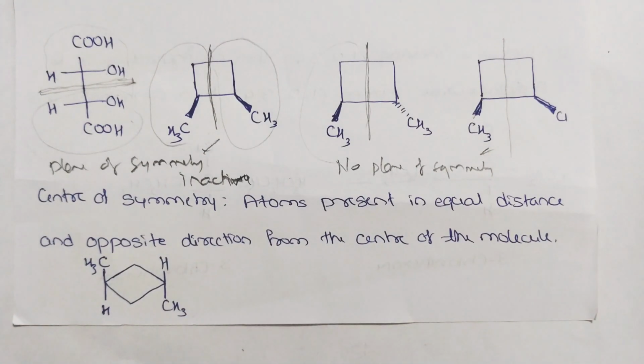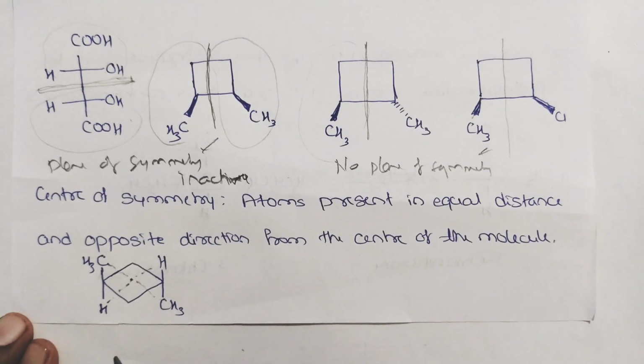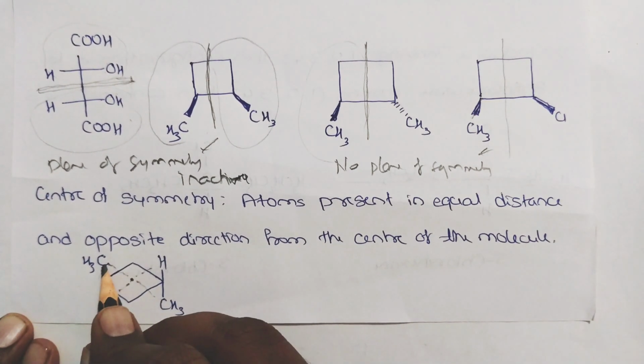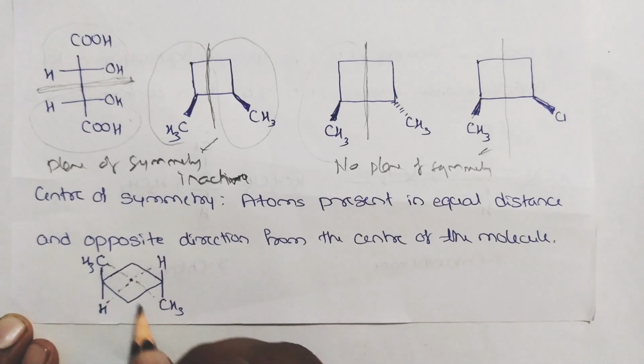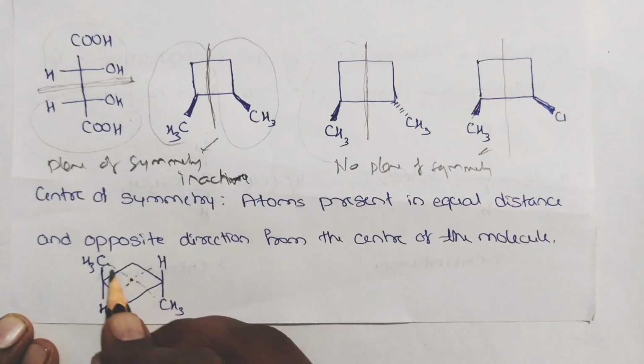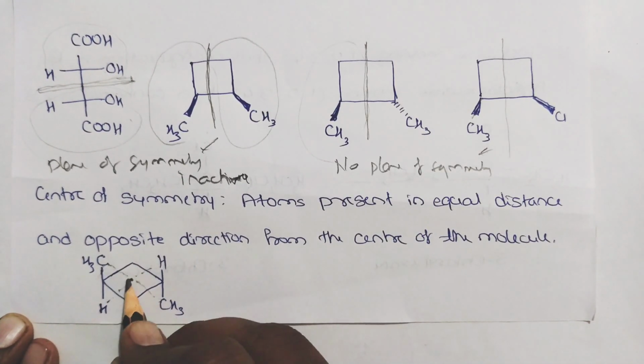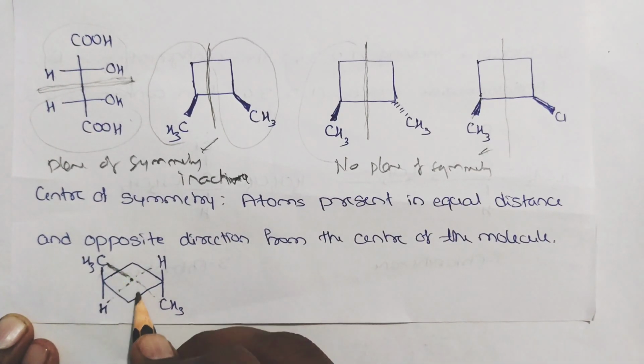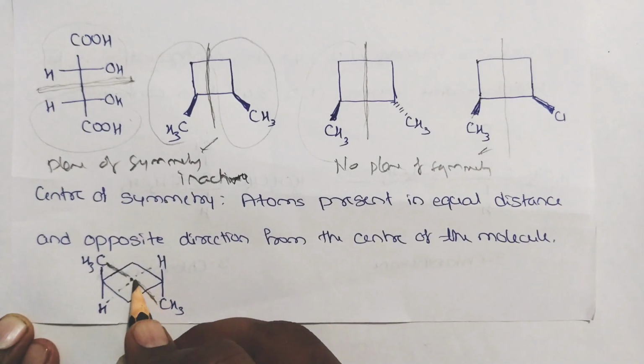And the next one is center of symmetry. Center of symmetry means atoms present at equal distance and in opposite direction from the center of the molecule. This is the center of the molecule. Check, this CH3 and this CH3 are in opposite direction, and are at equal distance. The distance from this C to the center is also the same.